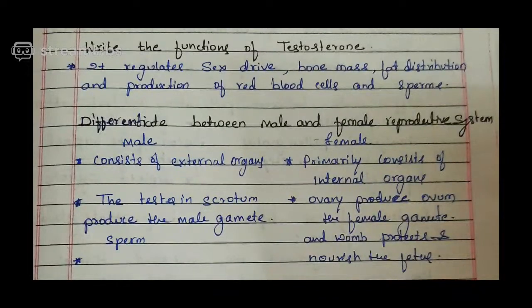Differentiate between the male and female reproductive system. Male sexual organs: the testes and scrotum produce male gametes in a form called sperms. The ovary produces the ovum as a female gamete from one of the ovaries every month, and after fertilization the womb protects and nourishes the fetus, and this is not possible in males.